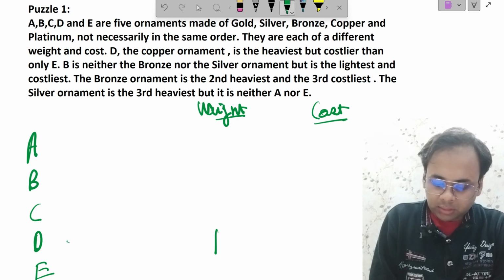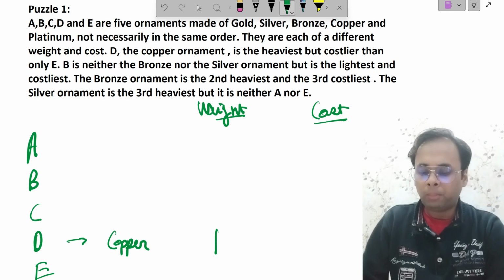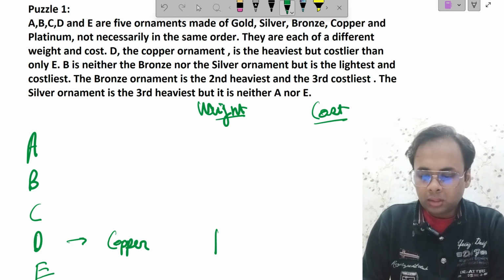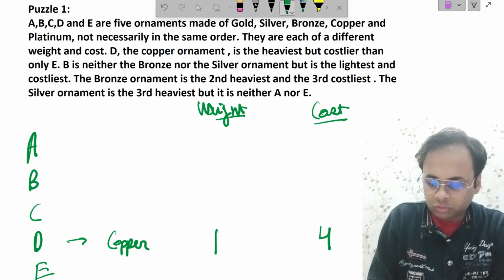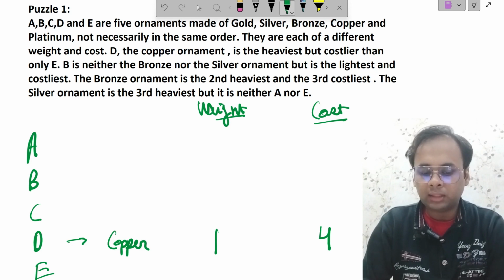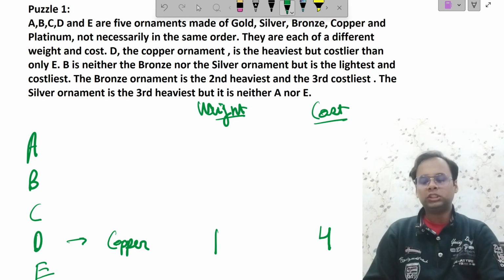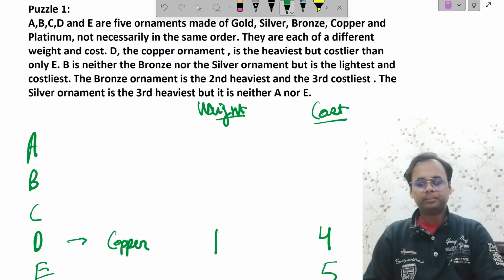It is clearly mentioned that D is the copper ornament. D is made of copper, the heaviest but costlier than only E, so it is costlier than only 1. In terms of cost, its rank would be 4. Since D is costlier than only E, E is the cheapest, so in terms of cost I would mark 5 against E.